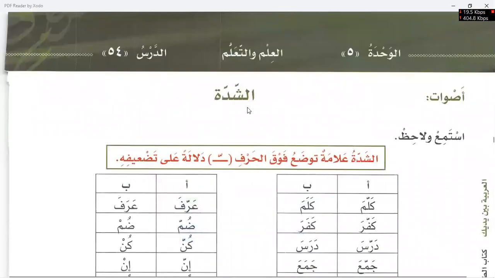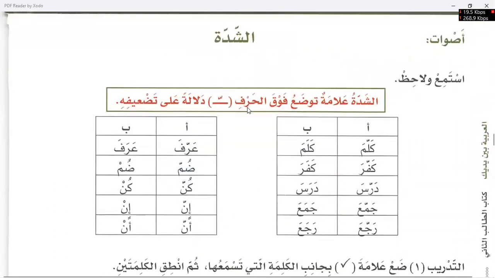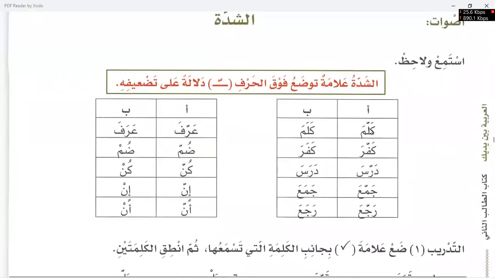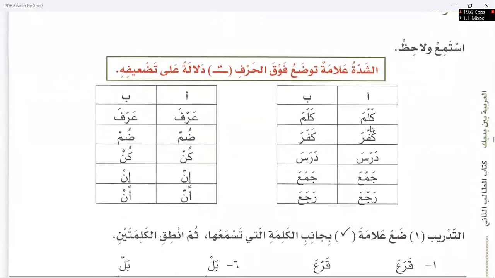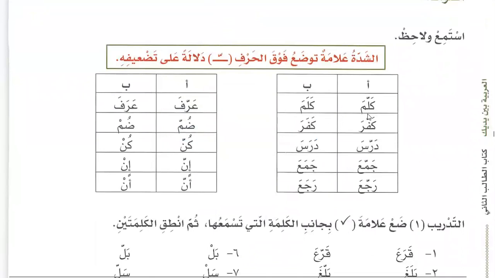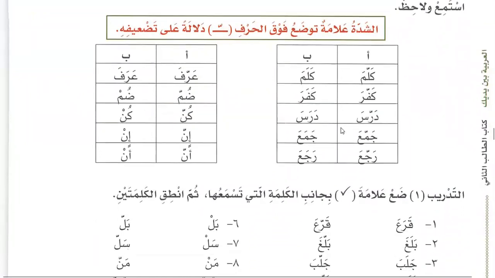So today we'll start this Shadda. Whenever you see Shadda on any letter, this means the letter is twice in reality. So we pronounce it two times, Kalama. But when we don't have Shadda, we pronounce it one time only, Kalama. So nothing else here.